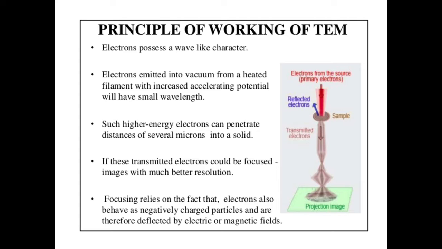Next, we will see about the principle of a TEM. We all know electrons possess a wave-like character, and the electrons emitted into vacuum from a heated filament with increased accelerating potential will have small wavelength. Then such higher energy electrons can penetrate distances of several microns into a solid. If these transmitted electrons could be focused, we get images with much better resolution. Focusing relies on the fact that electrons also behave as negatively charged particles and are therefore deflected by electric or magnetic fields.